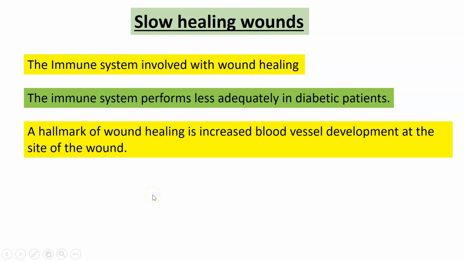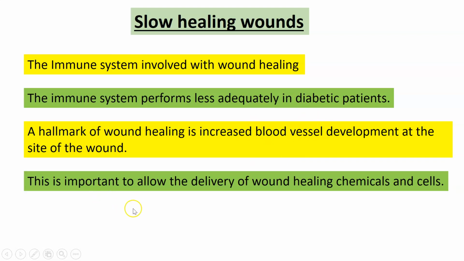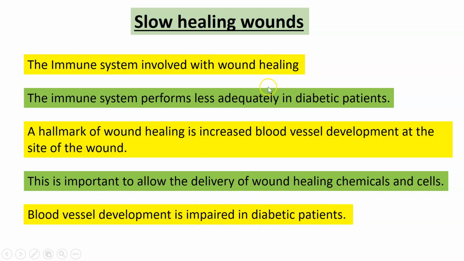So one of the hallmarks of wound healing is the increased blood vessel development at the site of the wound. And we know that it's important for the delivery of wound healing chemicals and cells. Now, in diabetic patients, this development of blood vessels is impaired.